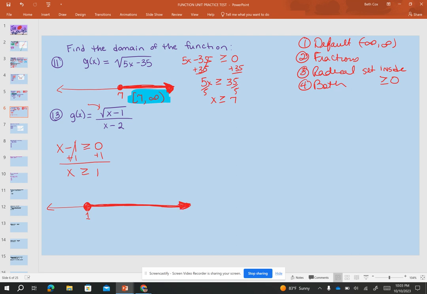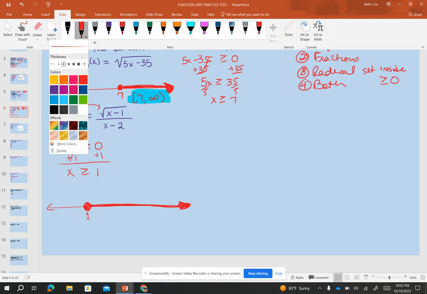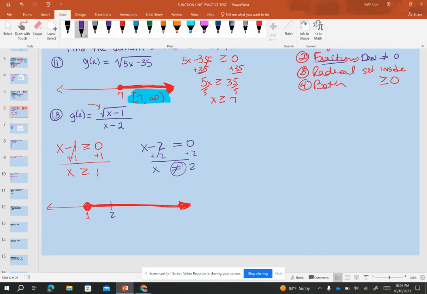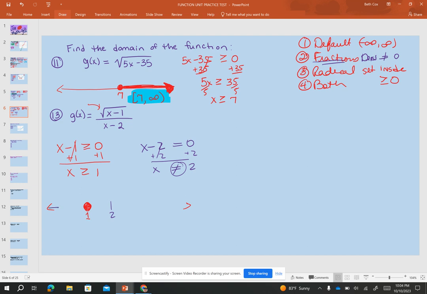We're not finished yet because we haven't done the bottom. So now the bottom part says x minus 2. This is a fraction, so the denominator cannot be equal to 0. So x minus 2 equals 0. Add 2 to both sides. x technically cannot be 2. Well, here's 2, and x cannot be equal to 2. So we've got to go in with my eraser here and put a hole right there. Oops, I erased too much. We have a hole right here.